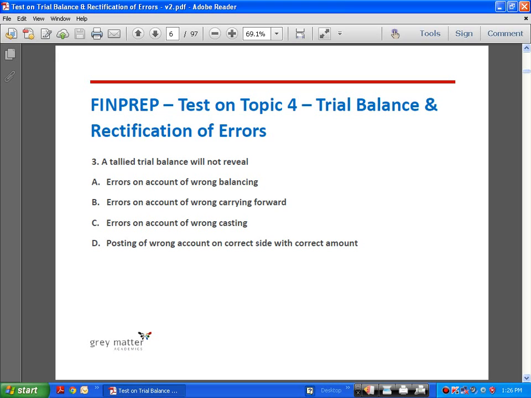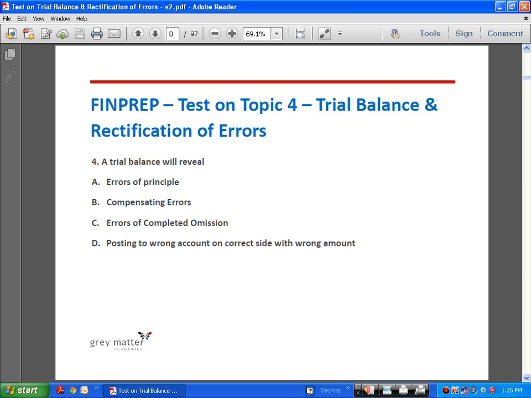Okay, the trial balance will reveal these errors, but if a wrong account has been used, that is, let us say a furniture has been purchased, but instead of debiting the furniture, a machinery account has been debited. So the correct amount has gone to the correct side, but it has gone to a wrong account, but that will not affect the trial balance. The furniture account will be understated, the machinery account will be overstated, that's all, but the trial balance will still agree. So a trial balance will not reveal such errors. So answer is D.